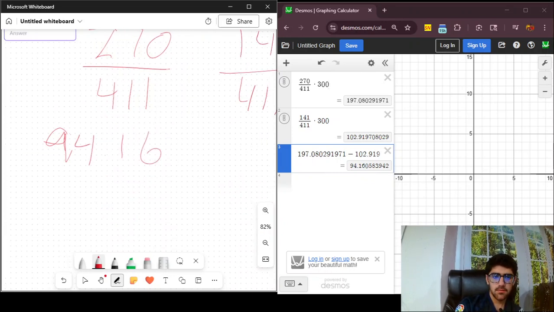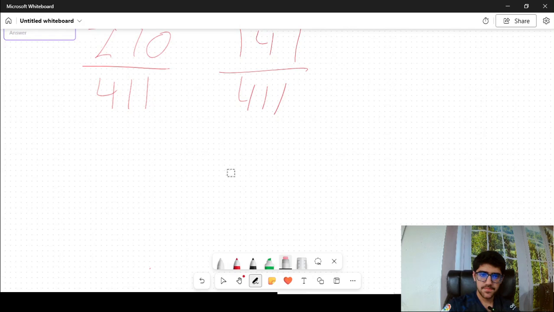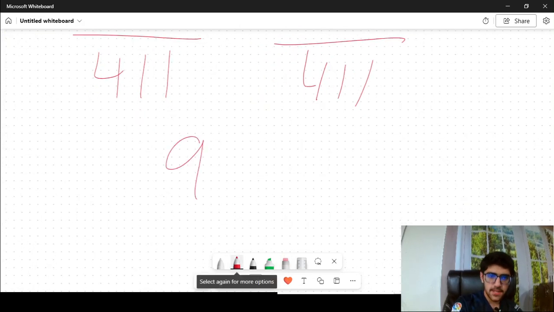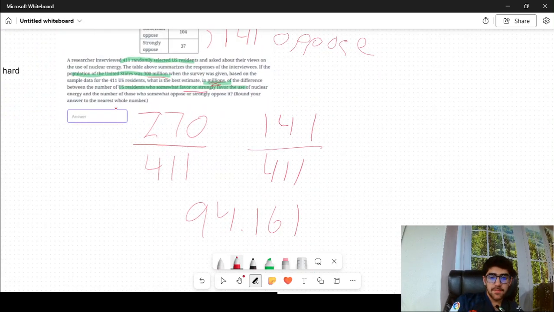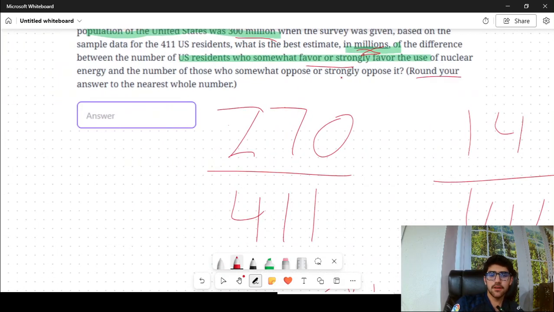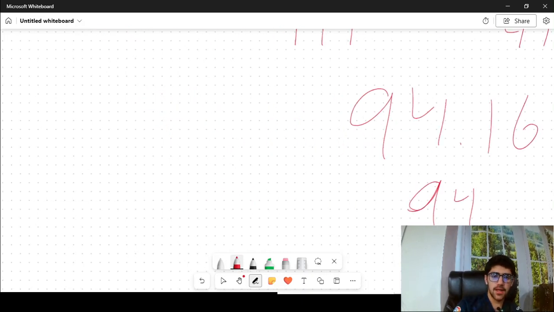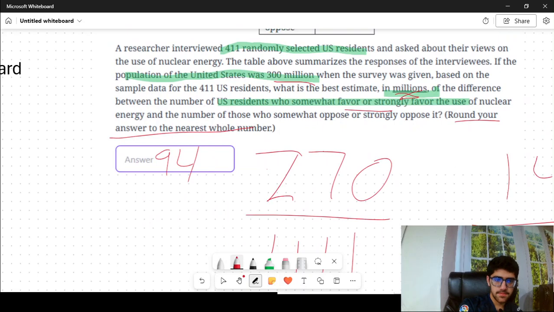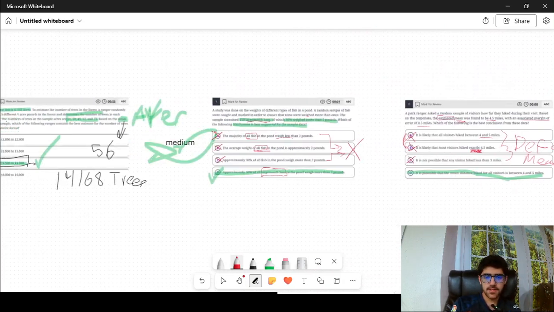Let me just make it look better. Okay, 94.161. 94.161 is the difference between those who favor and those who oppose. If you type that in, you're going to get it wrong, because what does the question say? Round your answer to the nearest whole number. So rounding it to the nearest whole number, you get 94, and that would be the correct answer. If you don't round, they're going to give you the wrong answer. So 94 million people is the difference between those who favor and those who oppose. That is how you solve that question.